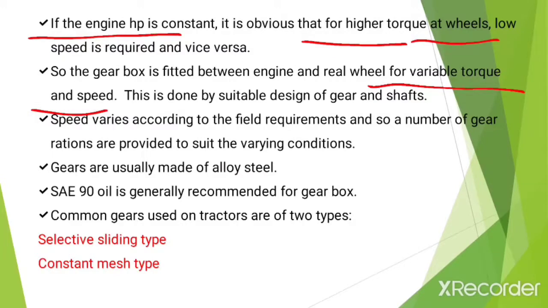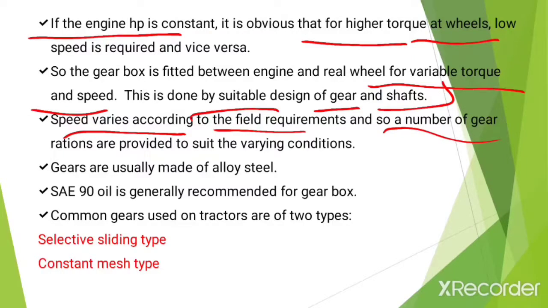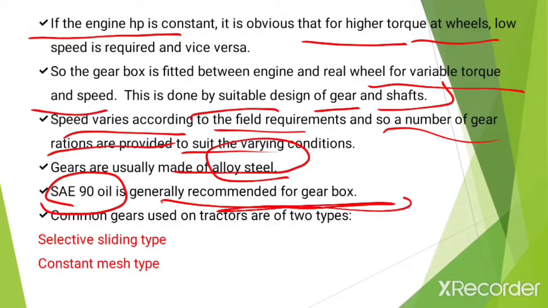This is done by the suitable design of the gear and shafts, and after that the speed varies according to the field requirements, and so a number of gear ratios are provided to suit the varying conditions. Gears are usually made up of alloy steel, and SAE 90 oil is generally recommended for the gearbox.